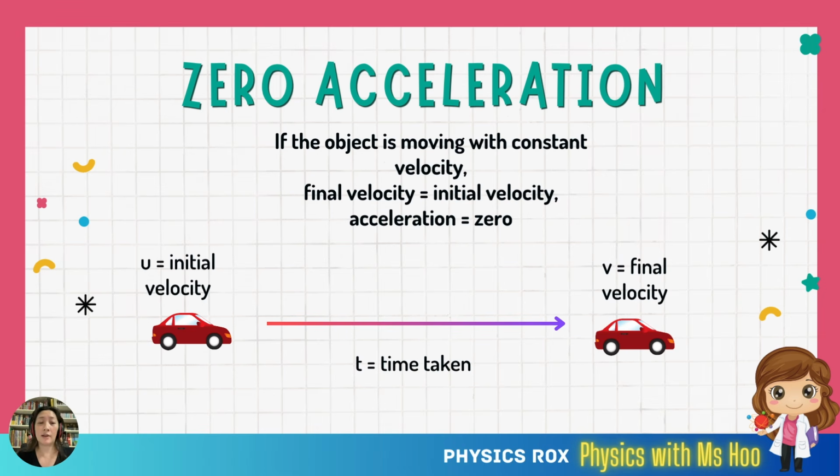So this occurs when the object is moving with constant velocity, where the final velocity and initial velocity are equal. Throughout the entire motion, the object is moving with the same velocity. That's why u and v are also equal. So no matter what the value of the time measured is, you will get zero acceleration.